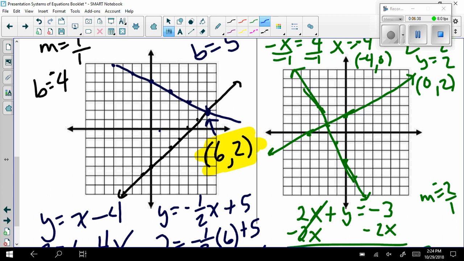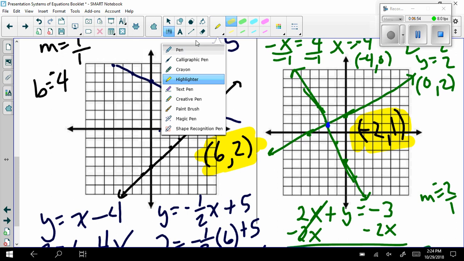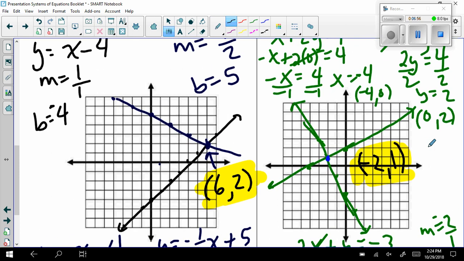And then looking for the point where they intersect. Right there. So -2, 1. That's my answer. I should plug in to check. We're going to leave that to be done in class. That is all there is to solving by graphing.